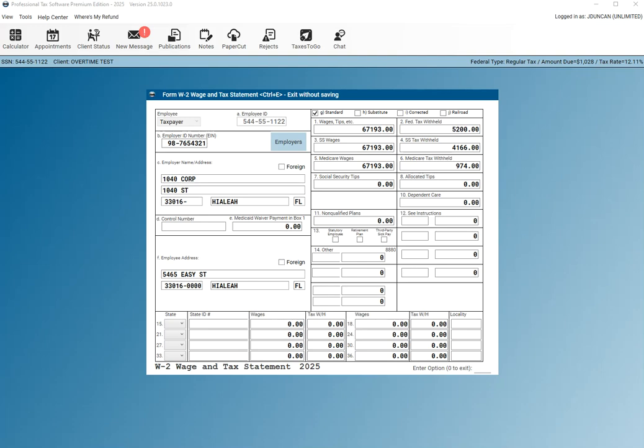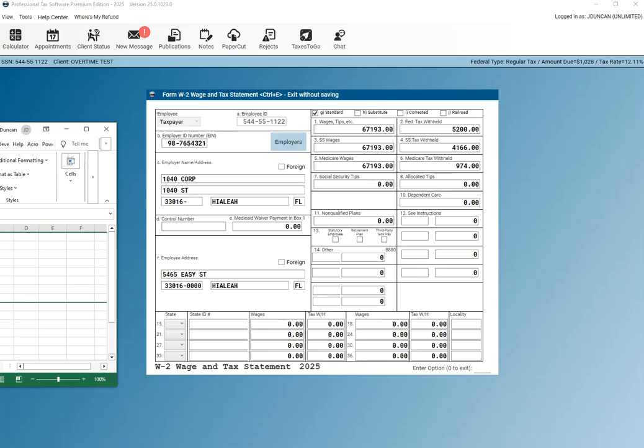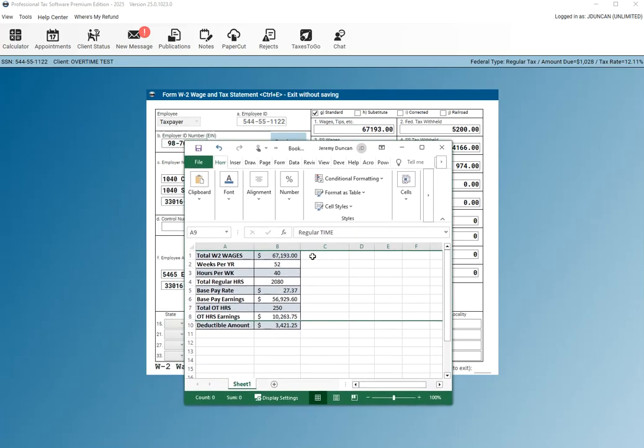So here's the basic concept. In this scenario, I just made a quick spreadsheet here. Our taxpayer made 67,000 and change. They worked a total of 2,080 regular hours during the year. Their base pay rate was $27.37, so their base pay amount is this 56,929.